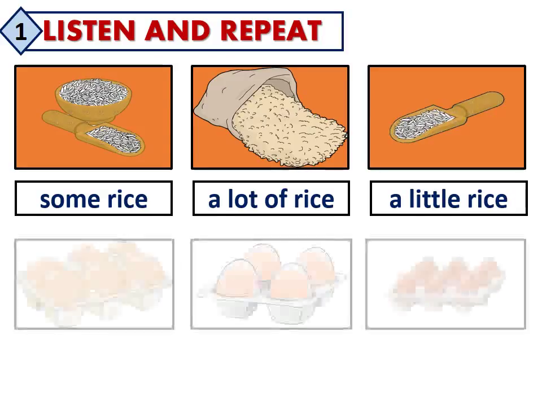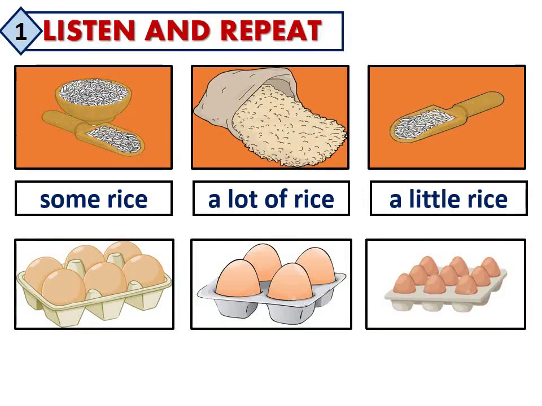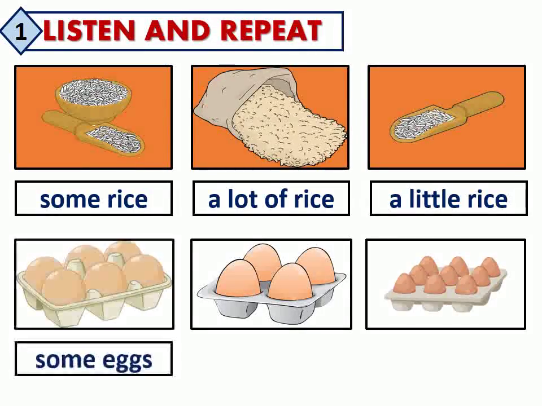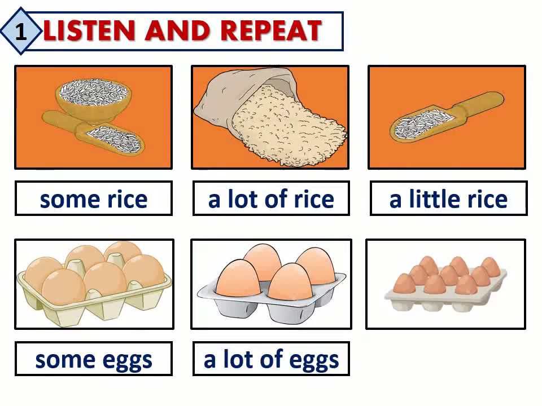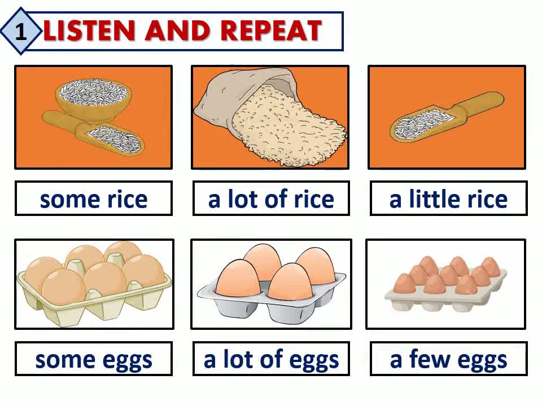Well done. Another picture. What is it? Very good. It's egg. With this picture, we have some eggs in picture 1, a lot of eggs in picture 2, and a few eggs in picture 3. Now repeat after me. Some eggs, a lot of eggs, a few eggs.